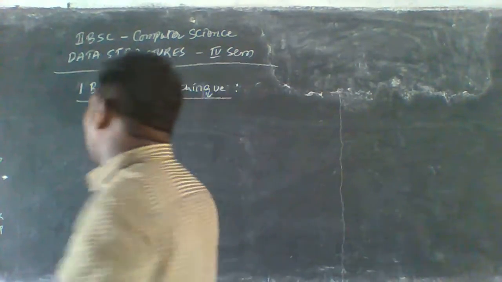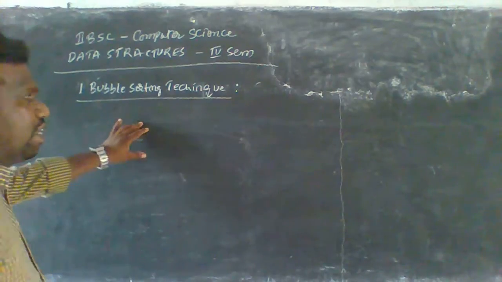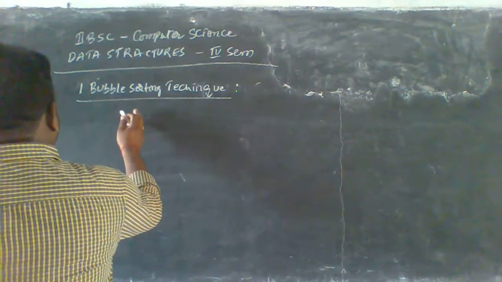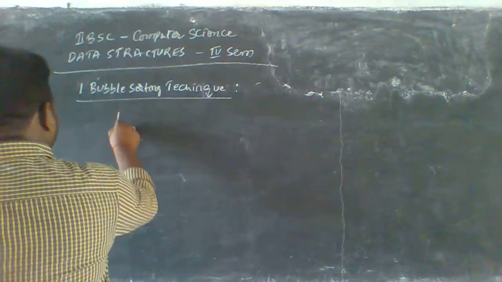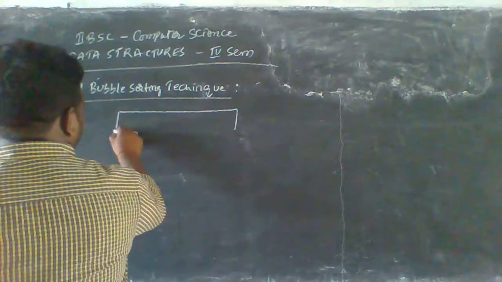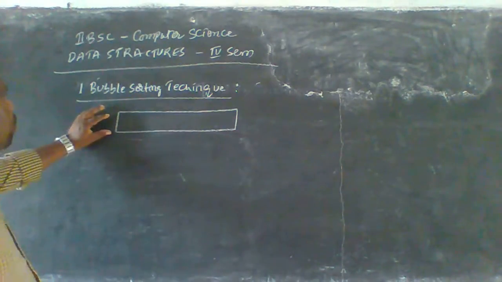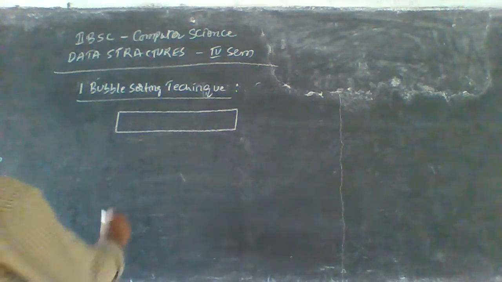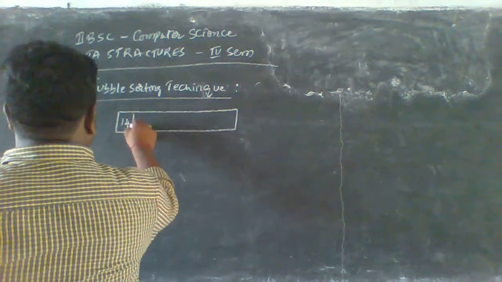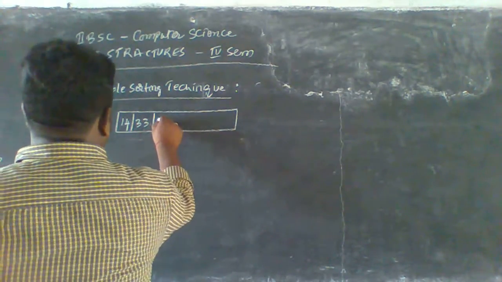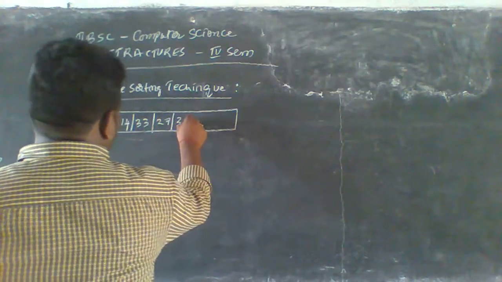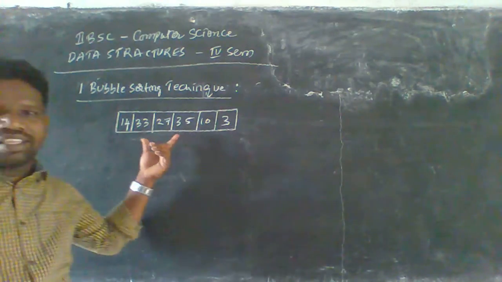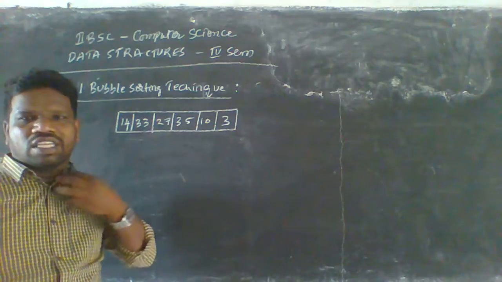In this sorting technique, I am going to implement one of the sorting techniques. We have to take some values. How many values can we take here? We take only 6 values. For example, to implement this bubble sorting technique, we use these 6 elements: 14, 33, 27, 35, 10, 3.